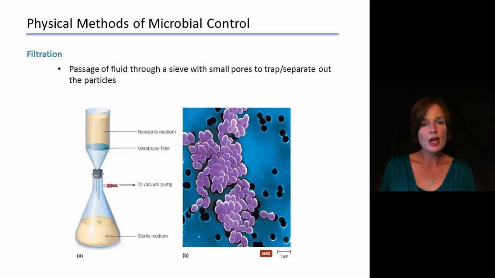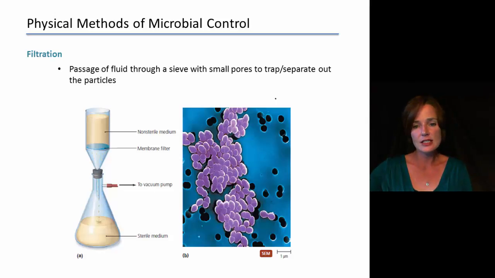Filtration is going to be a way to remove microbes by basically filtering them through some type of sieve that has really small pores, really small holes. So if we look here, we're going to have some type of filter in between these two containers that you see here, and we're going to pass the fluid through this sieve, which has very small pores, and this is going to trap and separate out the particles.